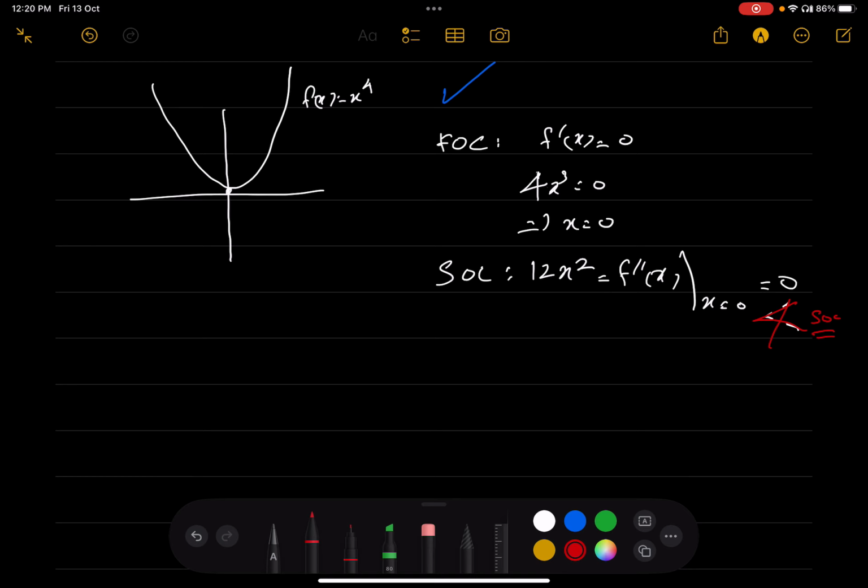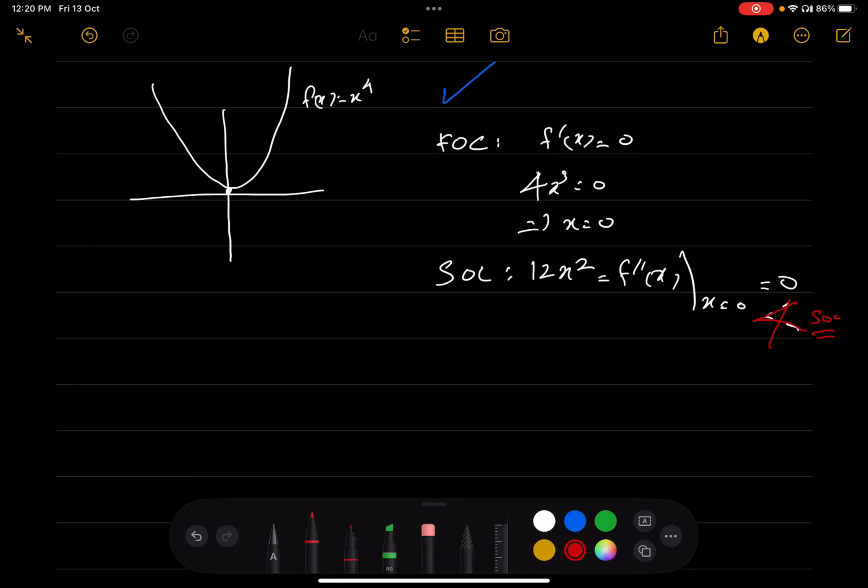Okay. So second order condition can be used to find the minimizer of certain functions, but there is definitely a failure for second order conditions. We may miss some points. So we call the second order condition a sufficient condition. Okay.